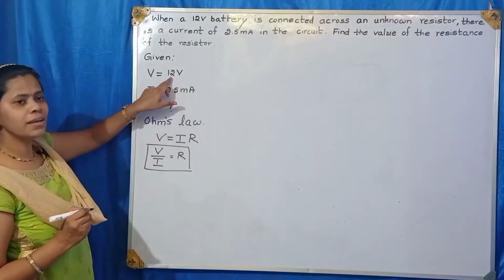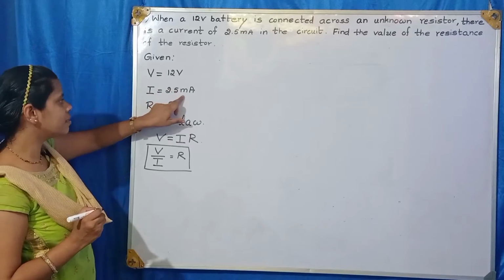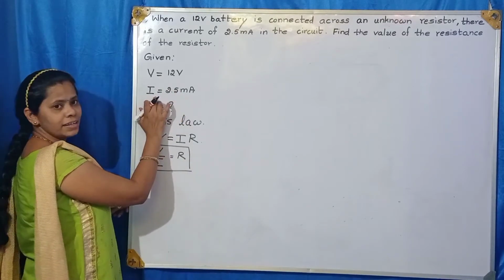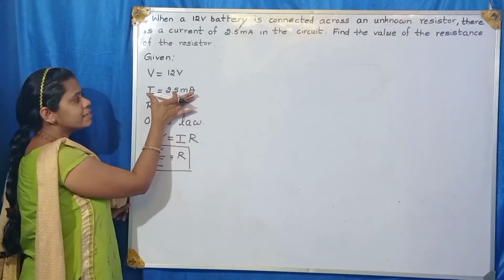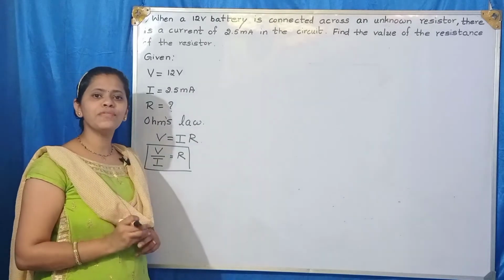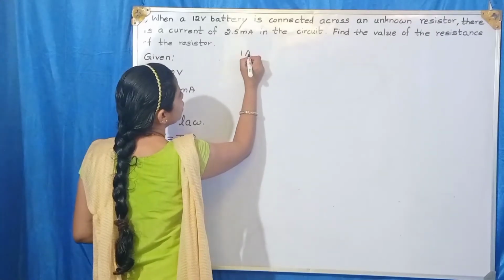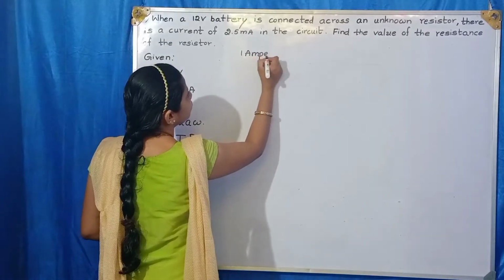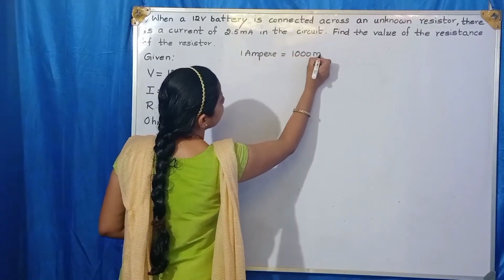Now, see what is given in the problem. V and I are given in the problem, isn't it? See here, current is in milliampere. So, let's convert this into ampere. What is the relationship between ampere and milliampere? We know that 1 ampere is equal to 1000 milliampere.